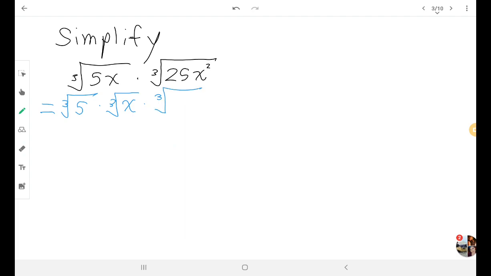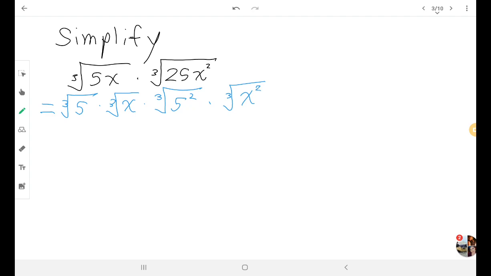25, and instead of calling it 25, what I'm going to do is say, well, let me break that down. And 25 is 5 squared. It's 5 times 5. So I'm going to write it as 5 squared. And there's a reason I'm doing that, and you'll see in the upcoming steps why that is. And then times the cube root of x squared.